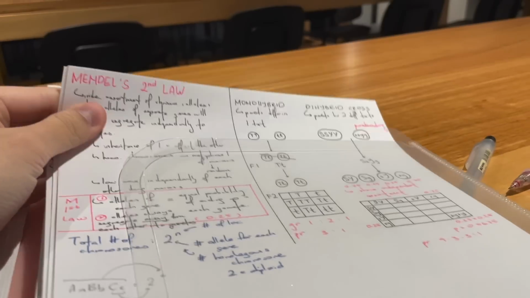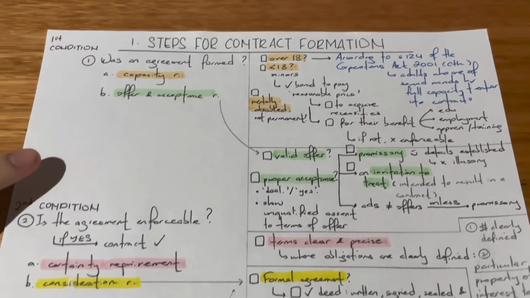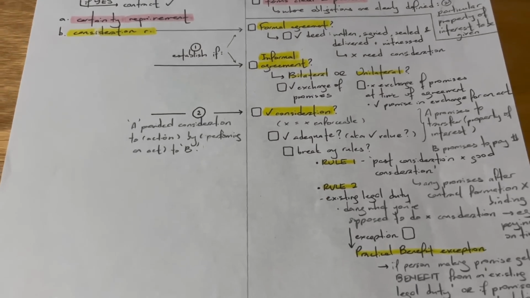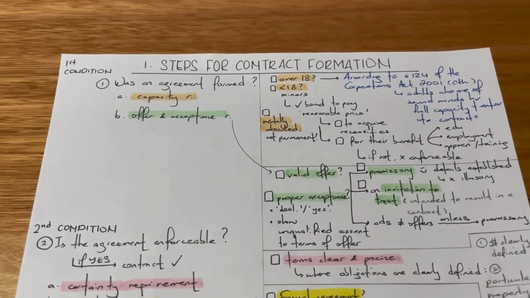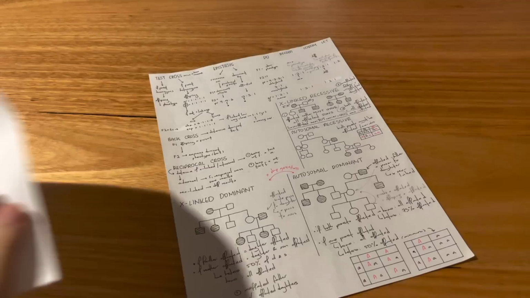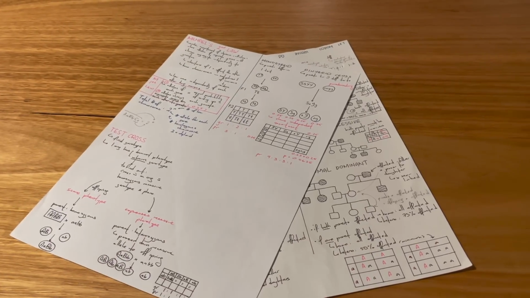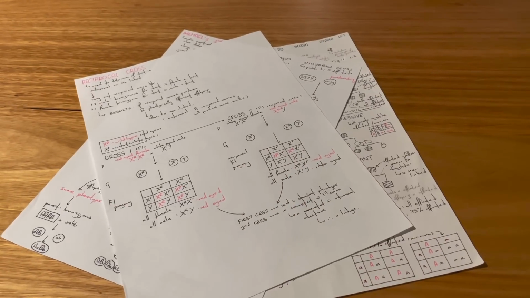Here you can see that I wrote down all the steps needed to determine if a contract is made and if it's enforceable. You literally feel like Albert Einstein after doing this. Ideally, I would do this for every topic, but I just didn't have the time, so I'm giving you guys a heads up.